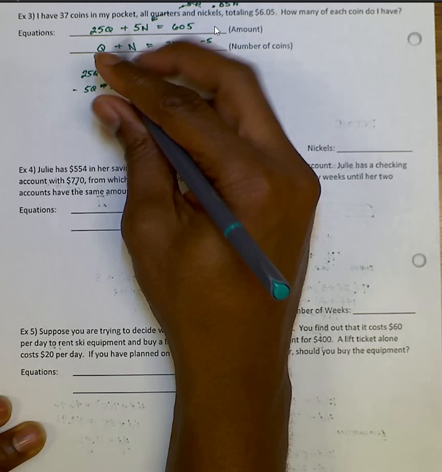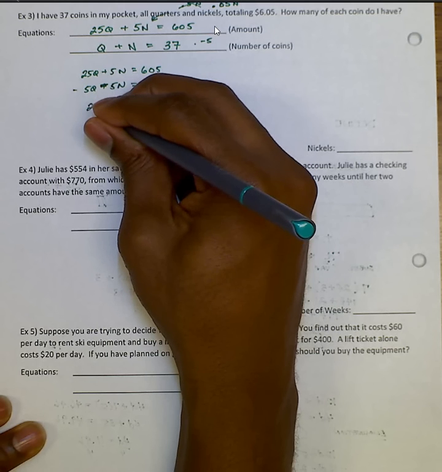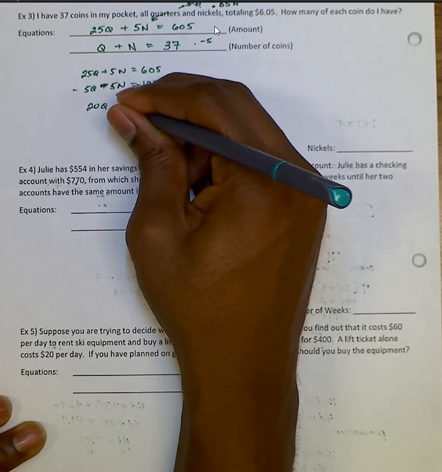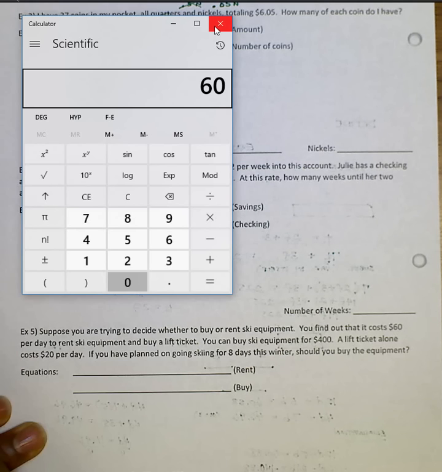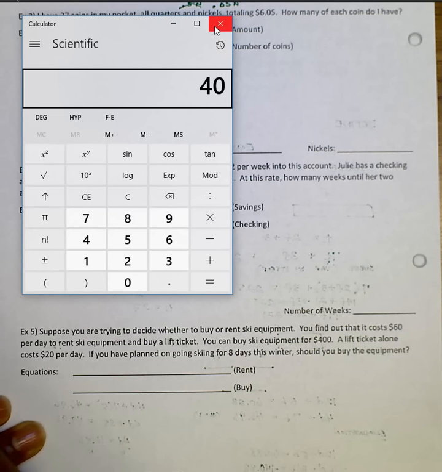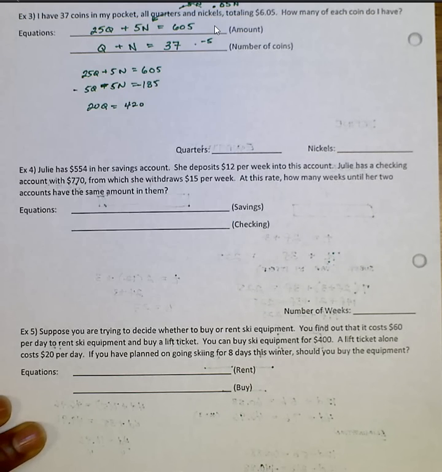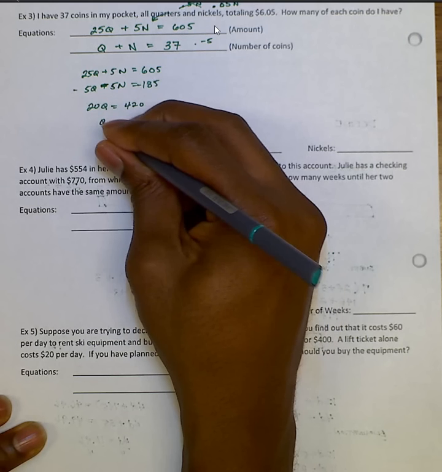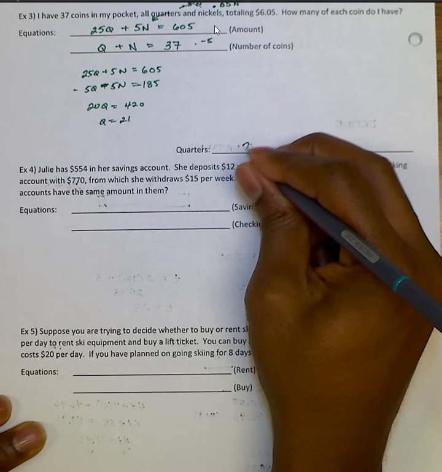And now I'll add these together. End up with 20q. The n's cancel out. And then I'll get 605 minus 185. And that's 420. So 420 divided by 20 gives me 21. So I have 21 quarters.